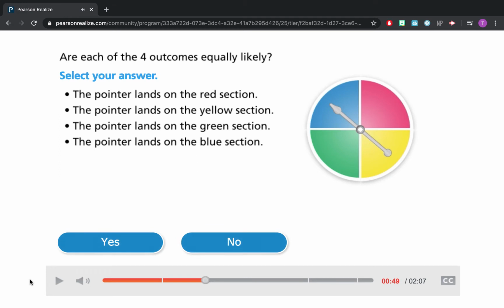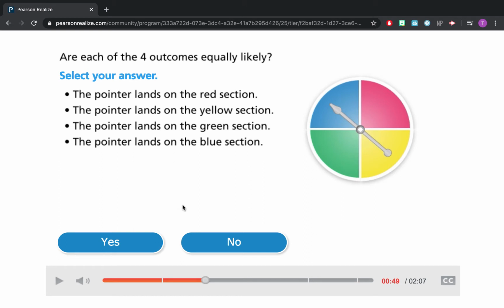Select your answer. When it's comparing whether each of these are equally likely, you're looking to see if each of the colors take up the same or equal amounts of space on the spinner. What you're not looking for is the number of sections each has, but rather how much space each color takes up. And if each of the 4 colors, which in this case they do, take up equal amounts of space, then each of the colors is equally likely to be landed on.